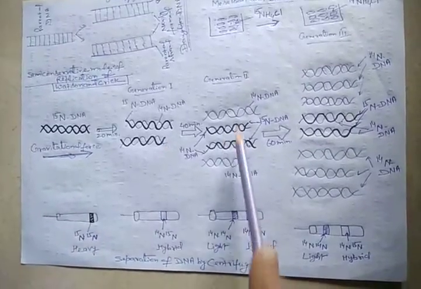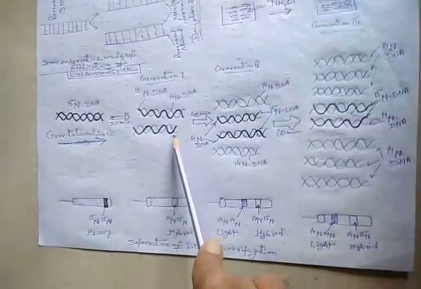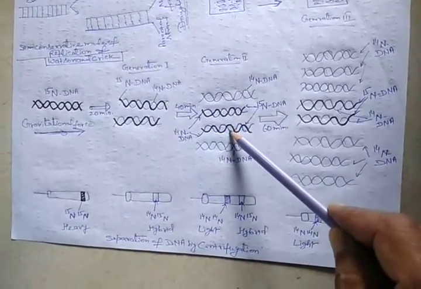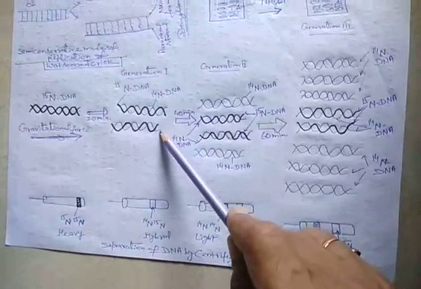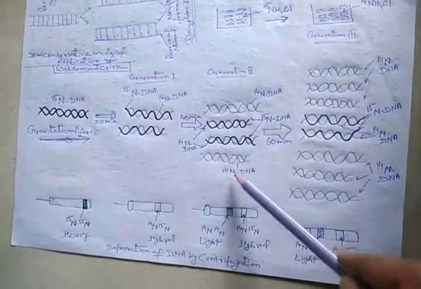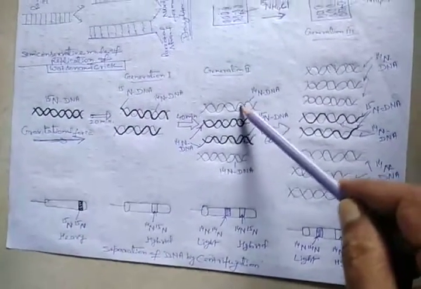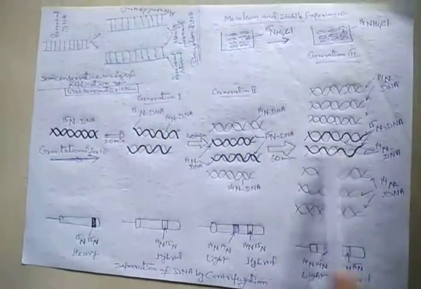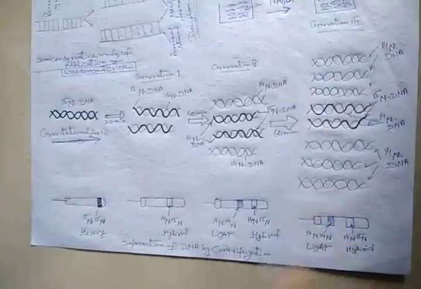So this could only happen if one of the strands is parental while the other strand is newly formed in each generation. You can see there is the parental strand and the newly formed strand. Again there is the parental strand, this is the newly formed strand, and now there is a completely newly formed strand. These are the light, and this is the hybrid, or intermediate.